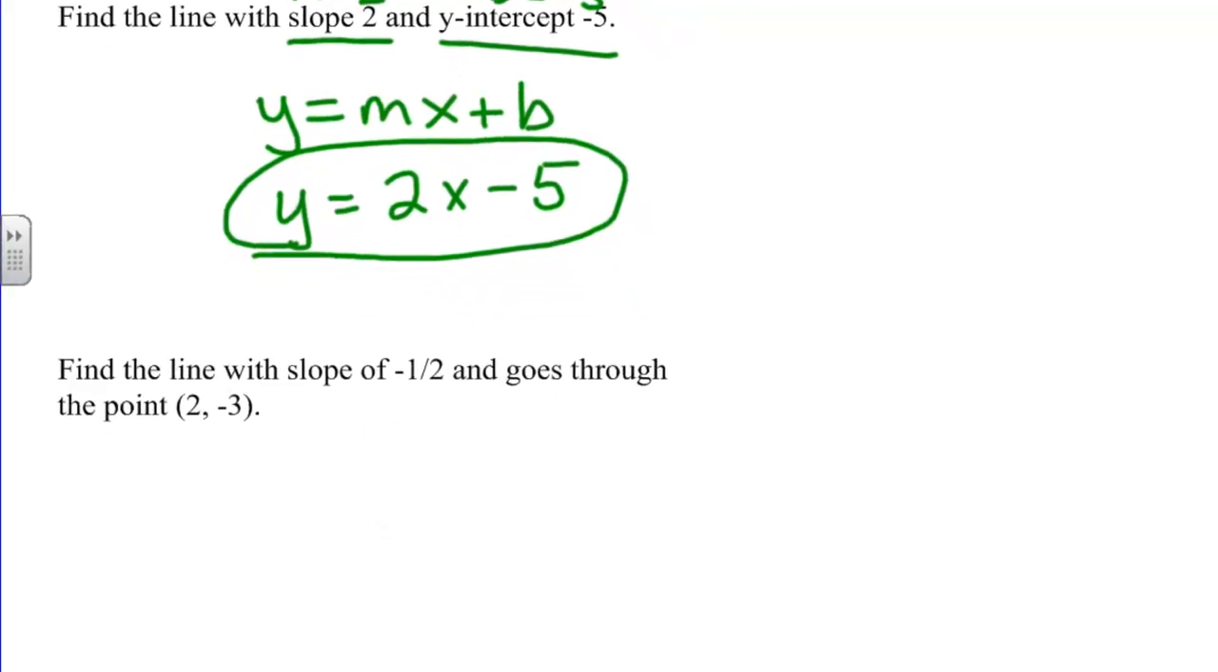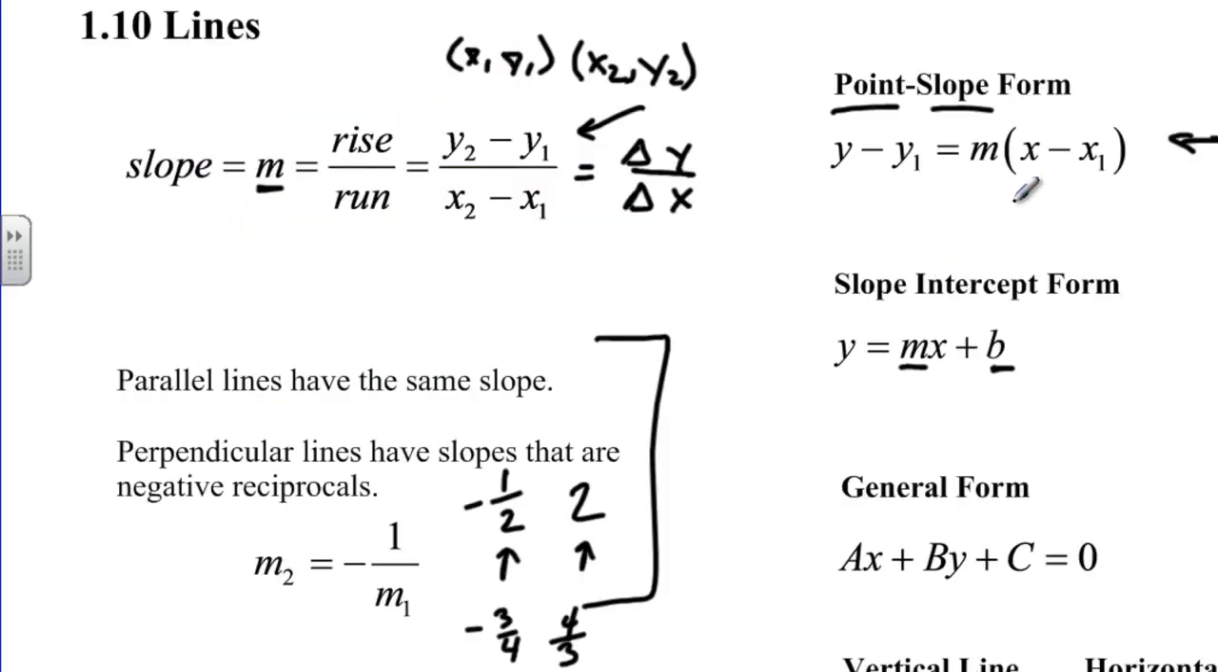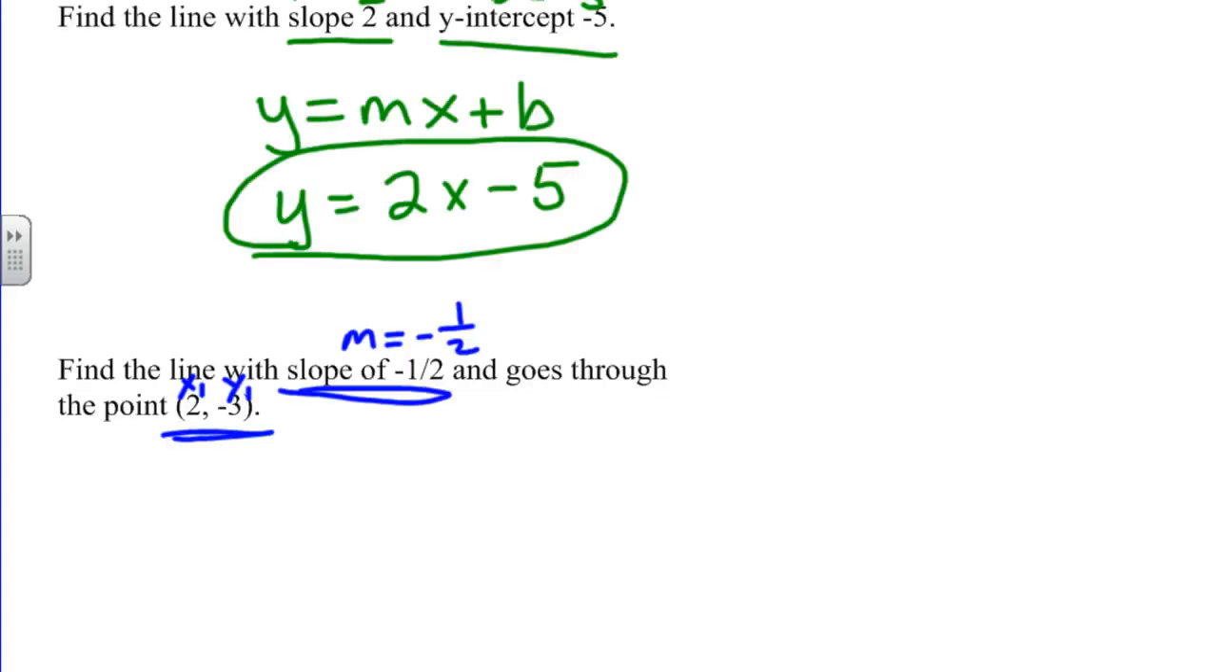For this second example, it gives me a slope of -1/2 and a point of (2, -3). Now I'm going to go ahead and label this point as x1, y1, and I'm going to say that my slope is -1/2. Now, point-slope, I think that rings a bell. Oh yeah, point-slope form. So what I'm going to do is I'll rewrite point-slope form. It's y minus y1 equals m times x minus x1.